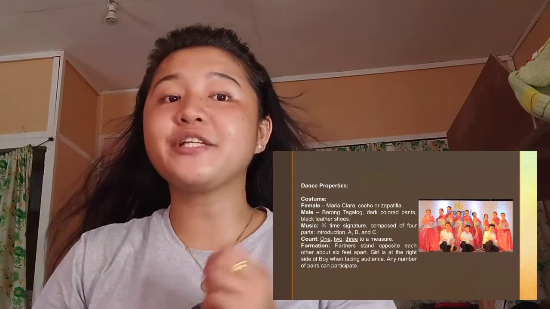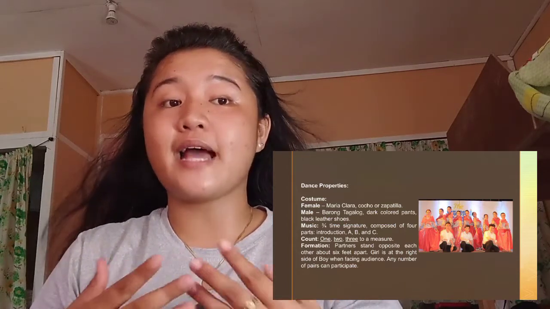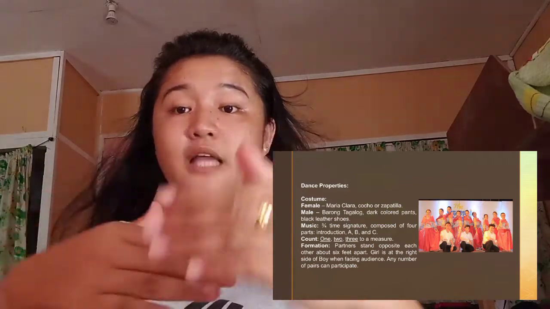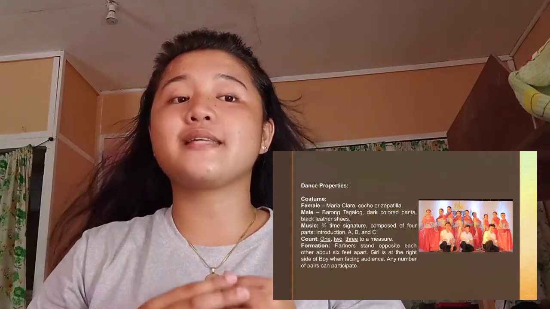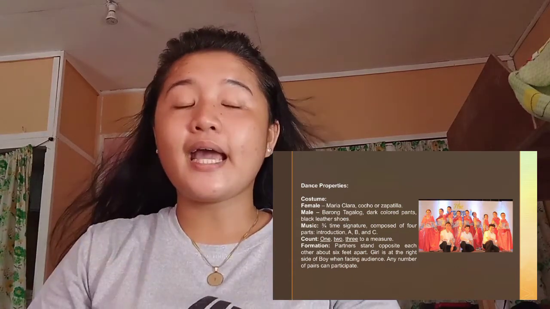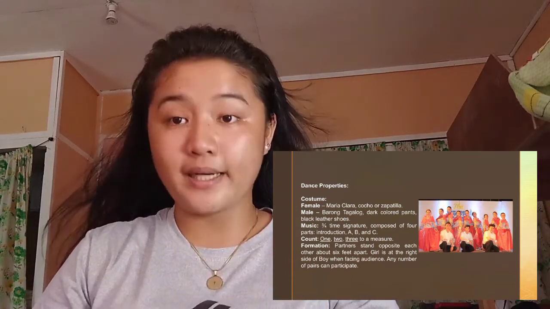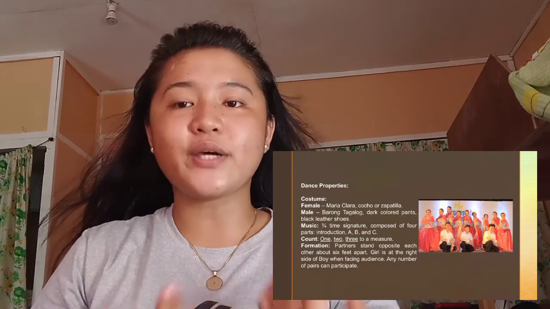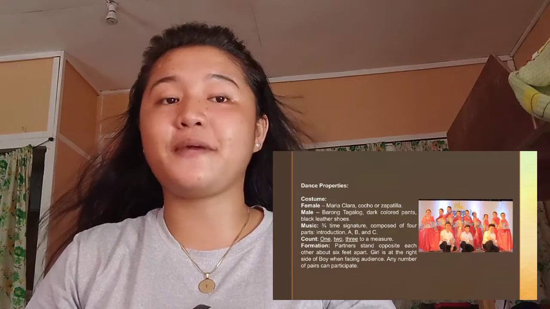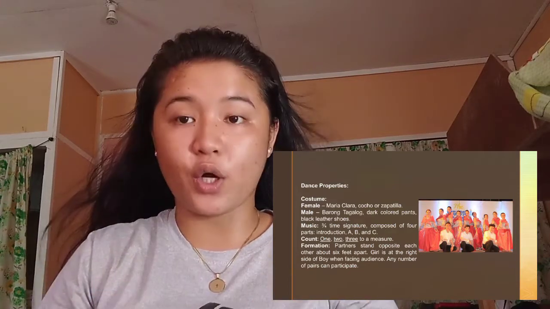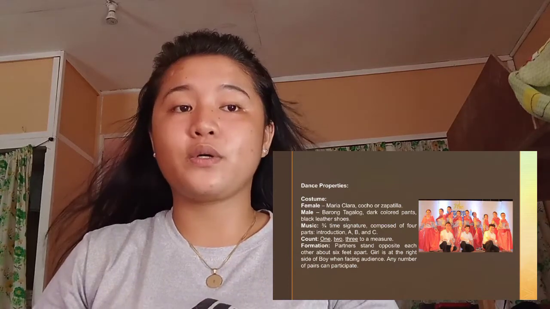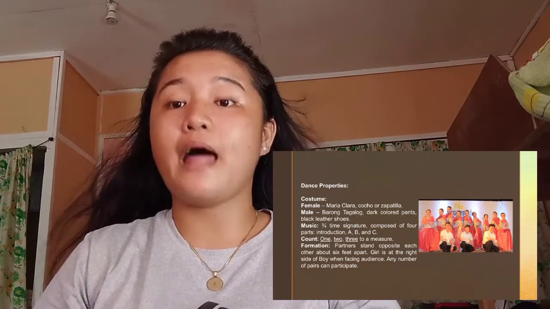And the formation: partners stand opposite each other, about 6 feet apart. The girl is at the right side of the boy when facing the audience. Any number of pairs can participate. As you can see in the picture, the females are wearing Maria Clara costume, while the male is wearing Barong Tagalog, dark colored pants and black leather shoes.